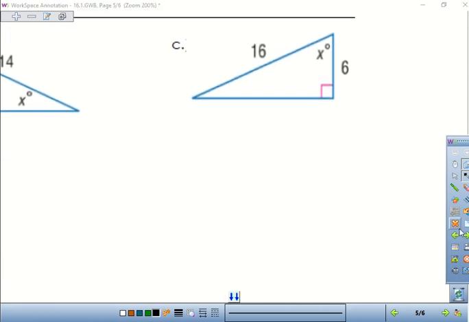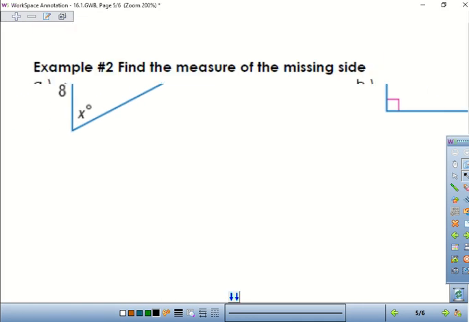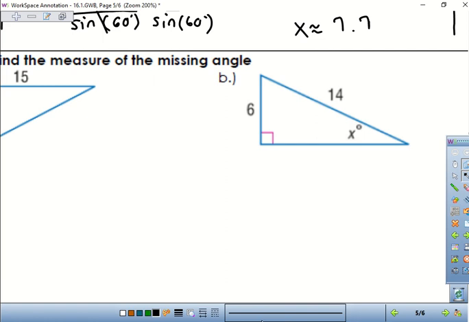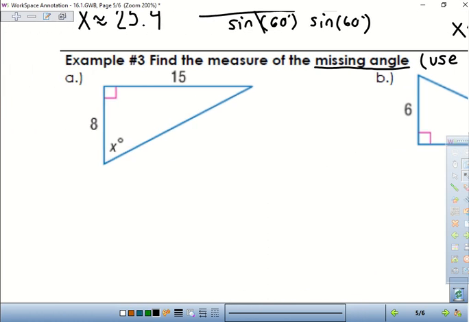Now we're going to look at finding a missing angle, okay? If you want to add a little tip to yourself here, whenever you're finding a missing angle, you use the inverse, okay? If you're trying to find an angle, you always use the inverse. That's the only time you do it, is when you're finding a missing angle. So that's when you're going to use the second button on the calculator. So let's talk about it.